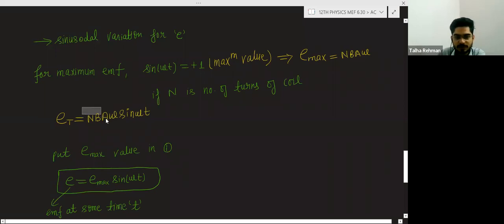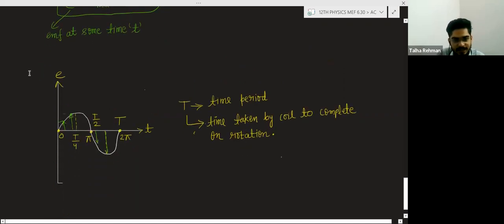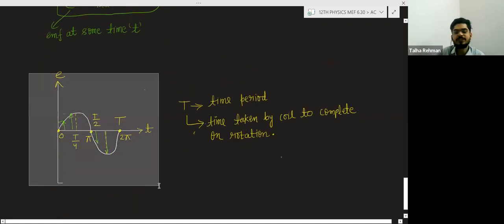You can put this equation here, and you will get E is equal to E max sin omega t. This will be your final equation of EMF. E is equal to E max sin omega t. What is the value of E max? nBA omega. And this is the graph of EMF with time.